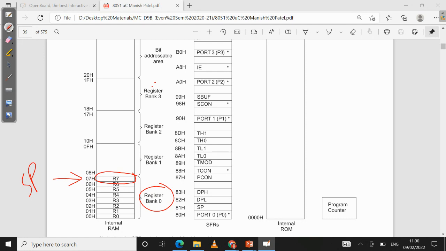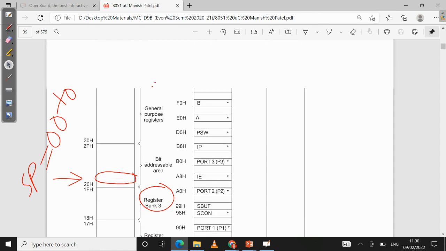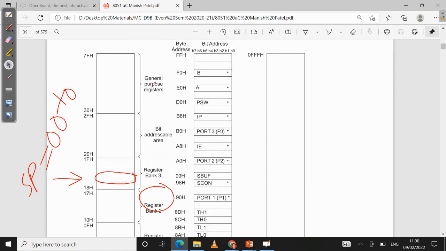Okay. But your stack pointer, which is of 8 bit, you can put any value ranging from 00 to 7fh. So that means your internal RAM can be considered total as a stack. Your internal RAM can be considered total as a stack. Okay, can be considered total as a stack.